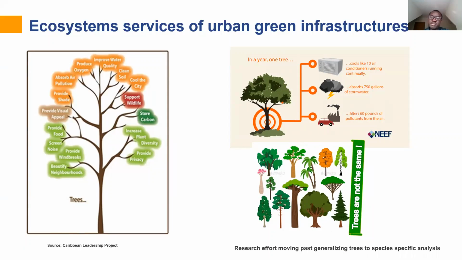Currently, research is moving past the point of generalizing trees to having species-specific analysis. That a tree is able to mitigate urban climate, for example, does not necessarily mean it will be good for air quality. Sometimes some trees are VOC emitters, and if such trees are in the urban environment, they could be detrimental to human health. So it boils down to the fact that there should be species-specific analysis of trees, and it has to be need-based as well, before we can make a selection of trees to be planted in the urban environment.